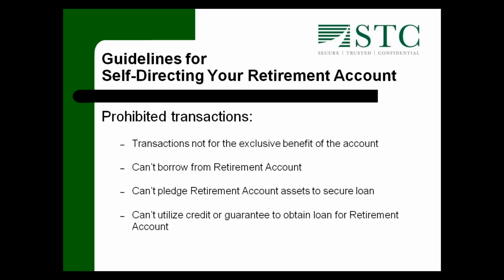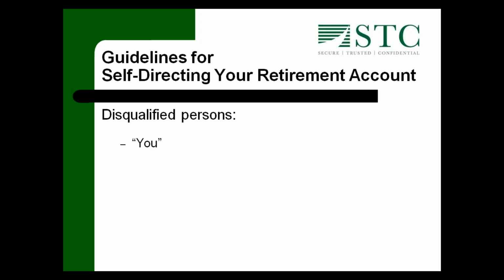And you cannot utilize your personal credit or guarantee to obtain a loan for your retirement account. That's why it must be a non-recourse loan. And you also cannot benefit any disqualified person. So now you may ask, well, who's a disqualified person? And you'll see the first person that I put on the screen is you. You and your retirement account are two distinct entities, and you are not permitted to do a direct transaction with your retirement account. So let me give you an example of that.